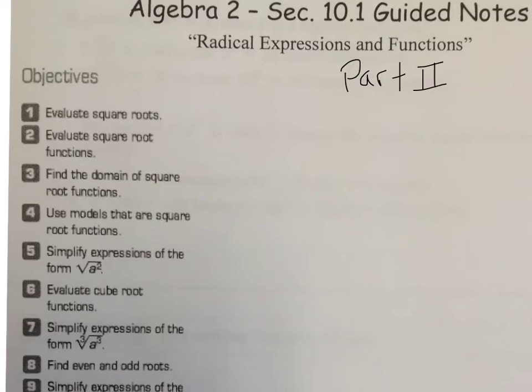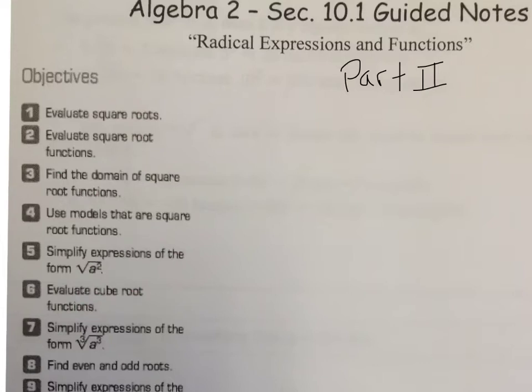Okay, and yesterday in 10.1, Part 1, we looked at objectives 1, 2, and 3. That is, evaluating square root functions and finding the domain of the square root function. Today we're going to skip 4 for now and do 5 and 6, which are simplifying expressions of the form square root of a squared, and evaluating cube root functions. And then we'll have a part 3 for this too.